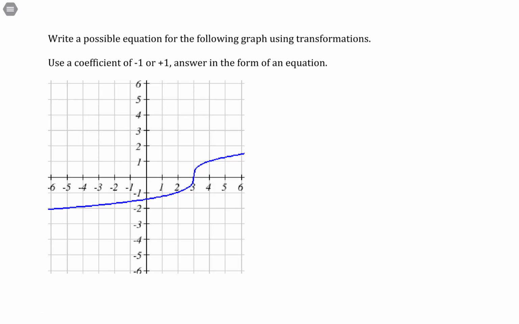Write a possible equation for the following graph using transformations. Use a coefficient of -1 or +1 and answer in the form of an equation.